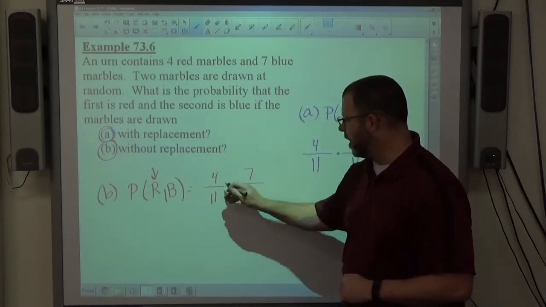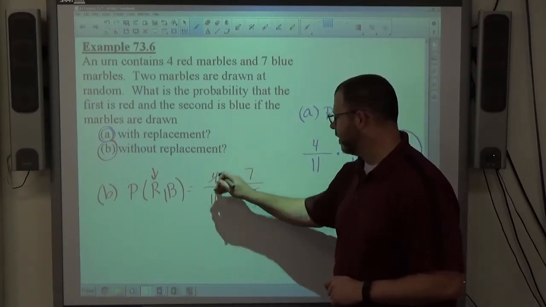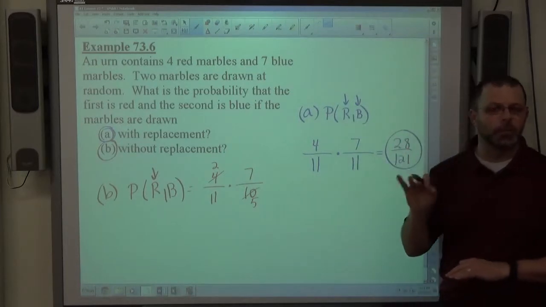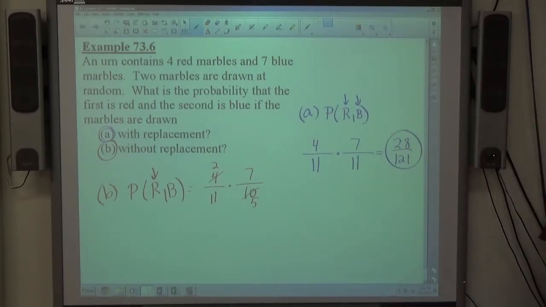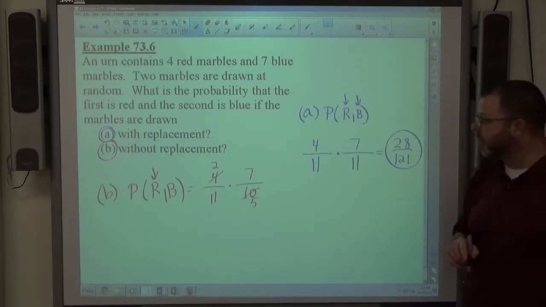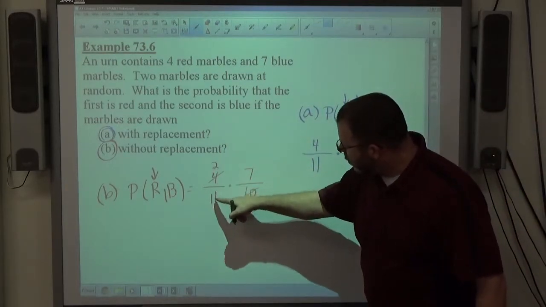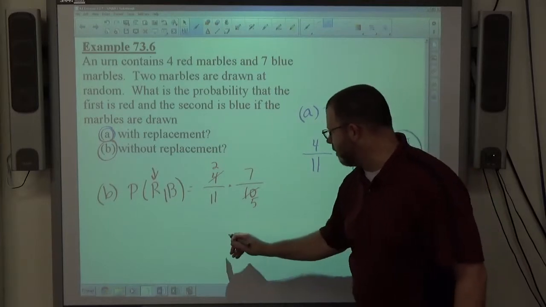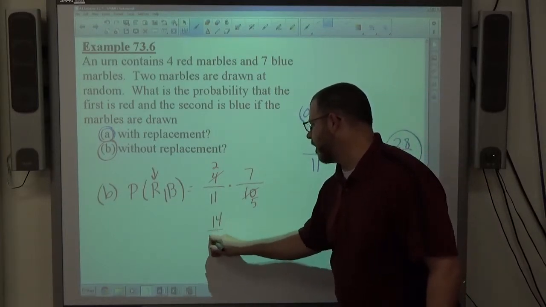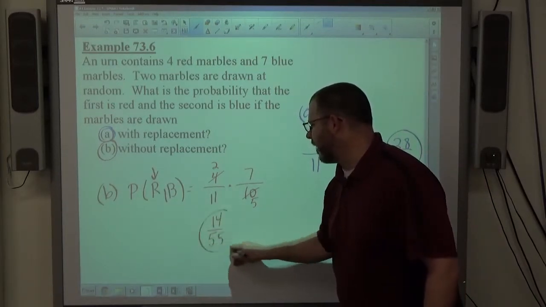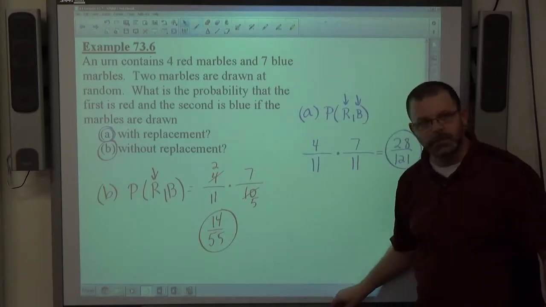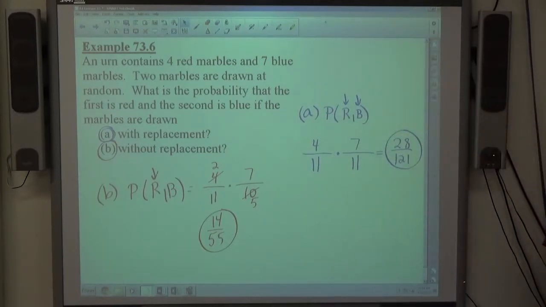And notice 4 and 10 happen to divide. On these without replacement, or with replacement problems, they quite often reduce. I'm not going to say they always reduce, but quite often they do. So, 2 over 11, 7 over 5, so that makes a total of 14 over 55. Do we think that's more or less than the other one? More. Seems like it should be more, right?